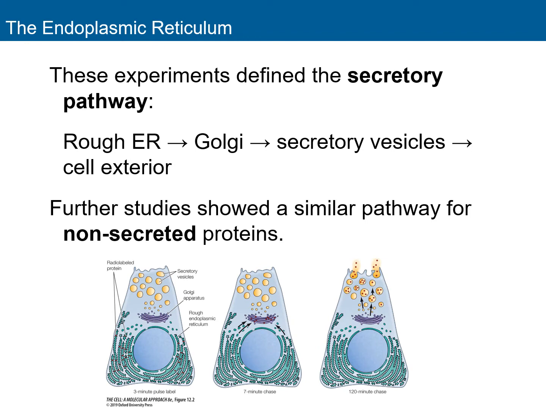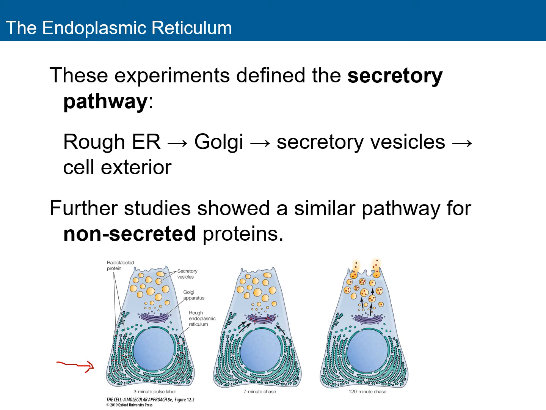So now we can actually see that pathway. Initially, within a few minutes after they fed the cells amino acids labeled with radioisotopes, they found that most of the radioactivity was concentrated very close to the nucleus, where the rough type of endoplasmic reticulum is mostly concentrated.